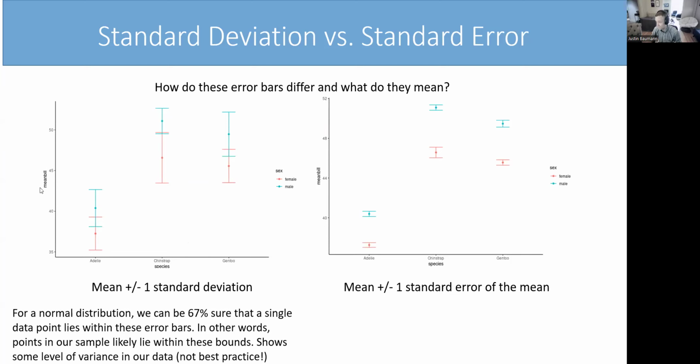So points in our sample lie within these bounds. That shows some level of variance in our data. That's the standard deviation. That is not best practice for how you graph when we're thinking about stats. So just so you know, we probably won't be plotting a lot of standard deviations in this class.